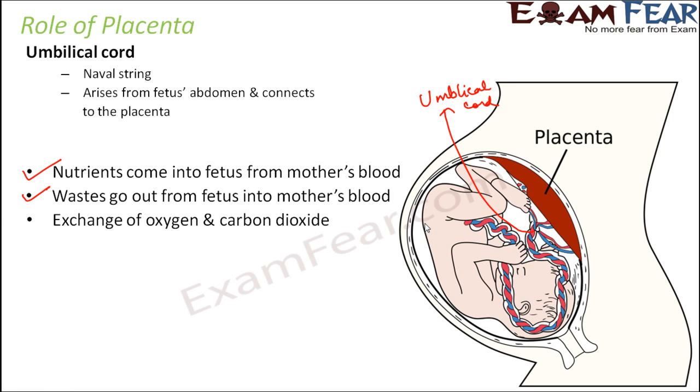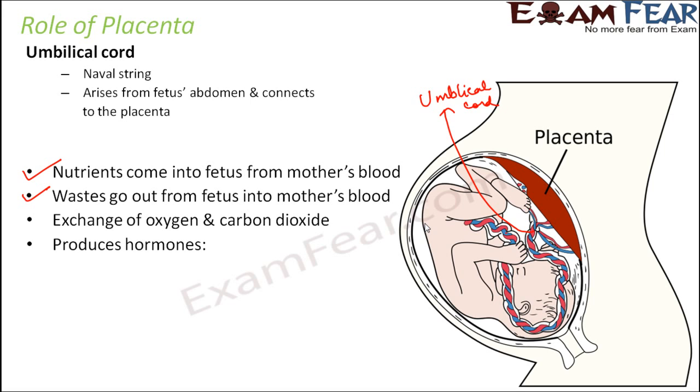Exchange of oxygen and carbon dioxide. The fetus needs oxygen, so oxygen will come in through the placenta. Carbon dioxide is not required, so carbon dioxide will go out through the placenta. So all the things which are to be taken in or given out will happen via the placenta.